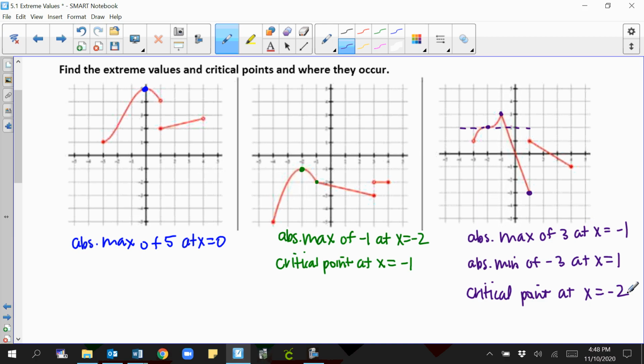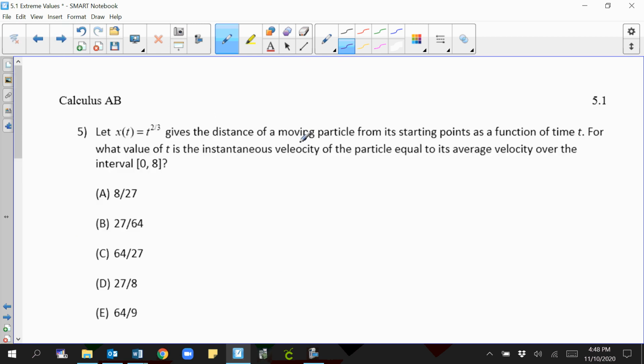All right, we do have one more problem that is a review problem from our last unit. So it says, let x of t equal t to the 2/3 give the distance of a moving particle from its starting point as a function of time, t. For what values of t is the instantaneous velocity of the particle equal to its average velocity over this interval? So remember, instantaneous velocity is when I take my derivative.